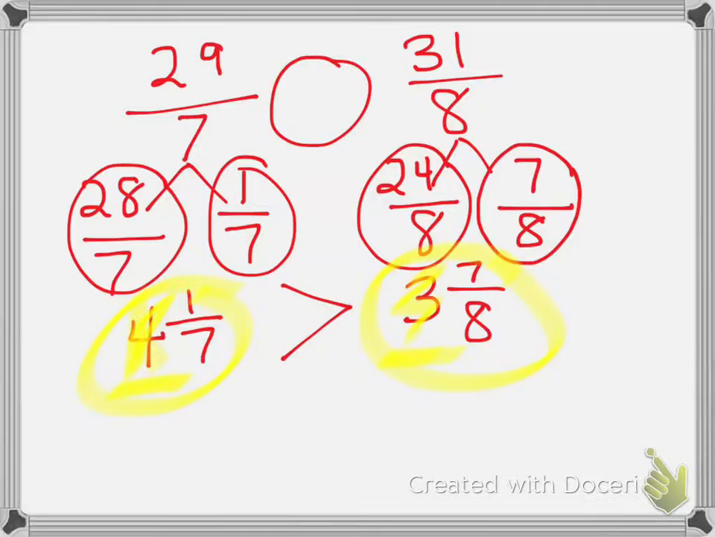4 and 1/7 is greater than 3 and 7/8 because 4 and 1/7 is closer to 4 wholes, and 3 and 7/8, well, this one's kind of tricky. You could say 4 and 1/7 is greater because it has 4 wholes, and 3 and 7/8 is less than 4 and 1/7 because it doesn't quite have 4 wholes.